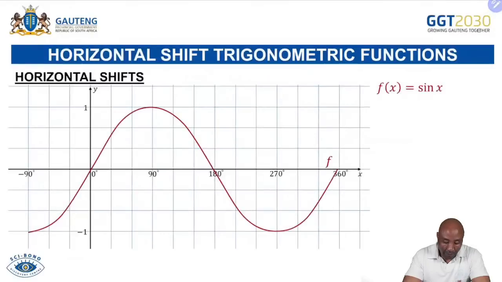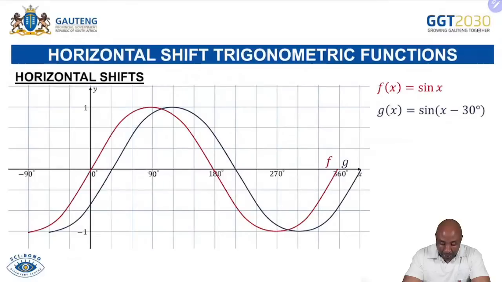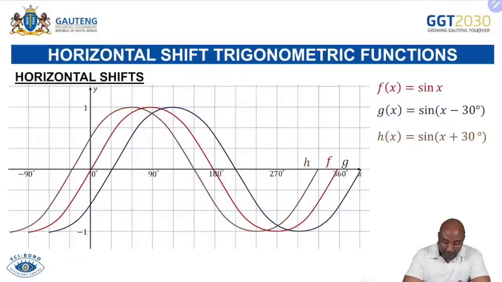Our horizontal shift, the graph of sine x between negative 90 and 360. If it's sine x minus 30, you see that our graph shifts 30 degrees to the right. And if it's sine x plus 30 degrees, our graph shifts 30 degrees to the left.